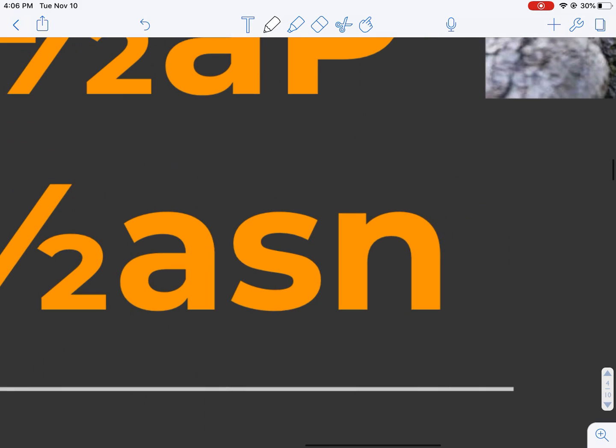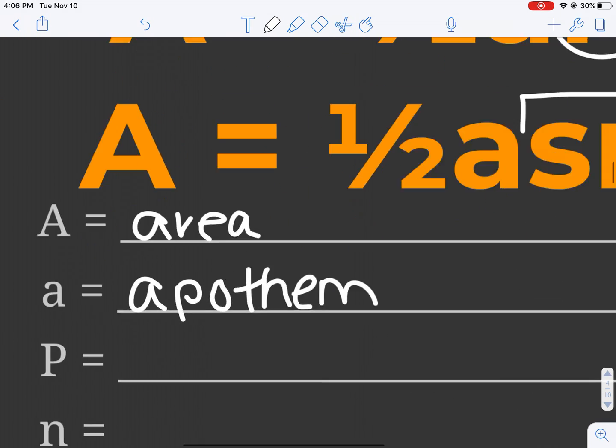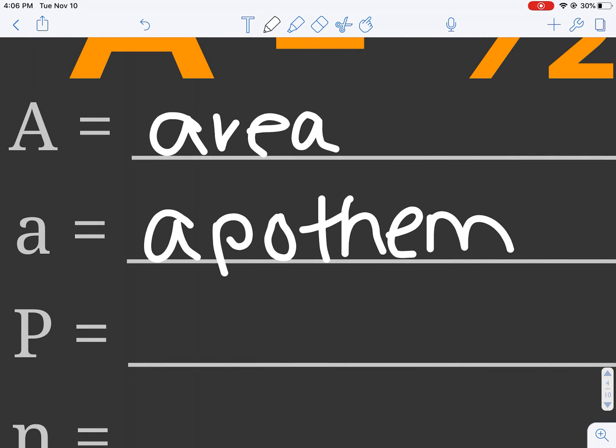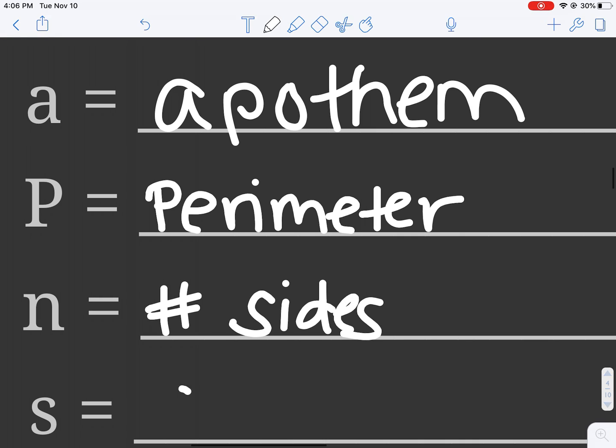And then I get a choice. I can think of it as side times number of sides. Well, side times number of sides equals the perimeter. So I can either multiply 1/2 times apothem times my perimeter, or I can do 1/2 times apothem times number of sides times the side length.